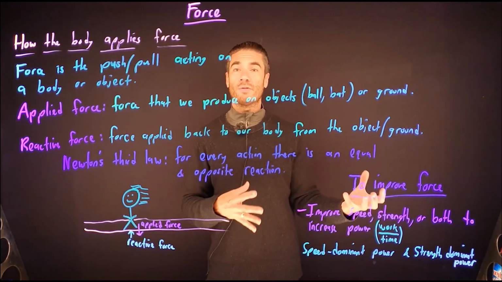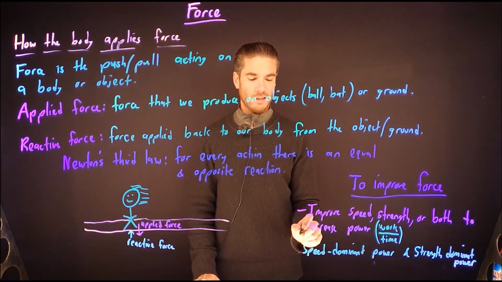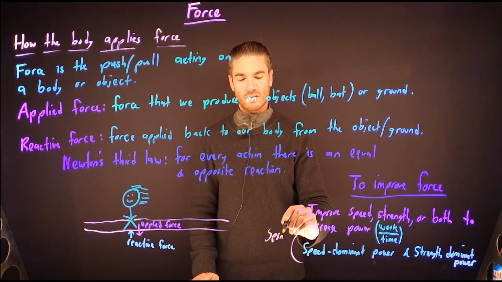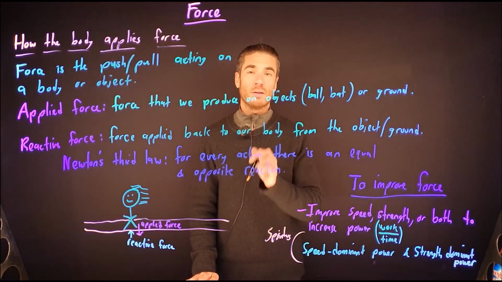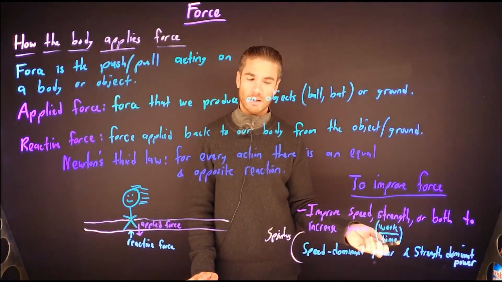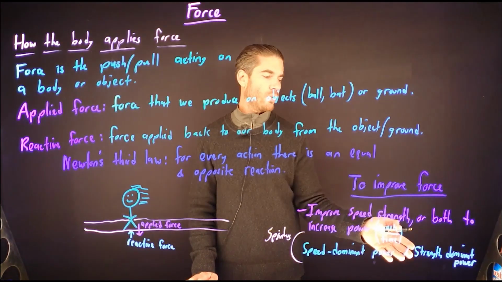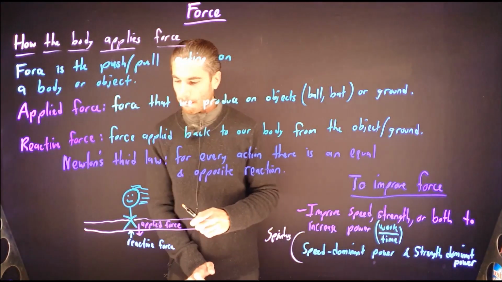Strength dominant power is where you focus on improving your strength more than speed. Speed dominant power is mainly, for example, what you think of with sprinters, all right? So 100-meter sprinters will do lots of resistance training activities to improve their strength, but most of their work is going to be at improving their speed, and therefore they have speed dominant power, as opposed to a weightlifter who will improve strength dominant power, okay?